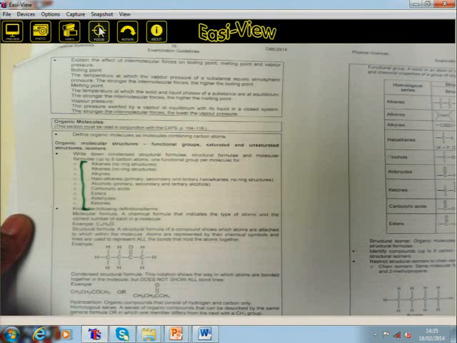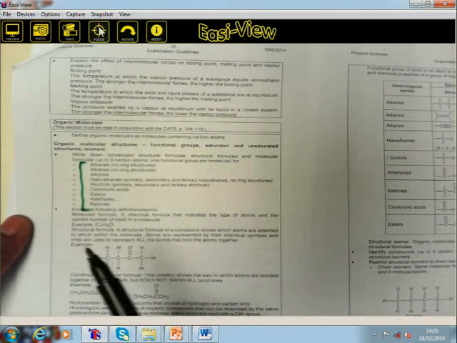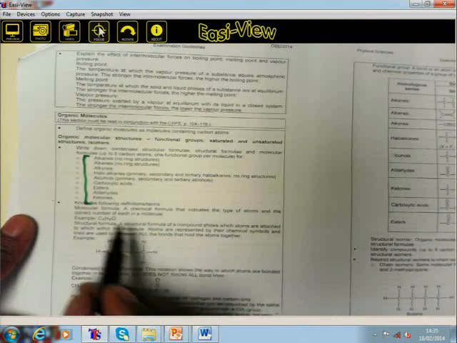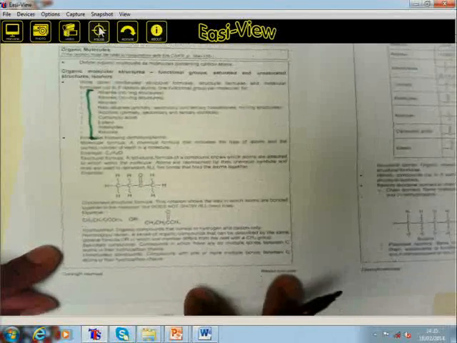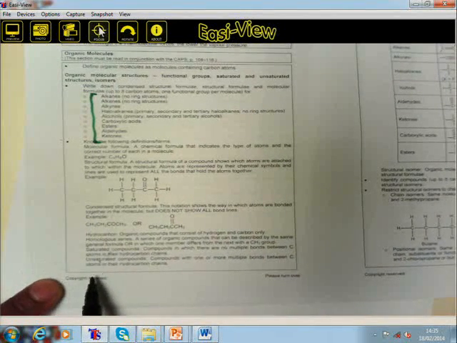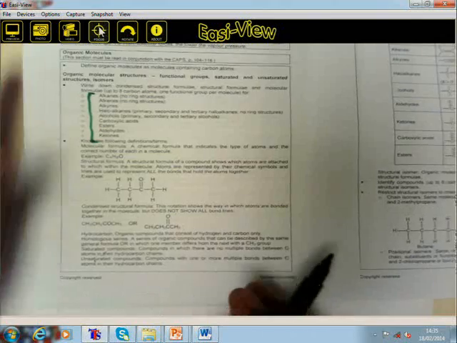And when we look at this, we will not be focusing on the cyclic. So the cyclic are not part of your syllabus. And then the terminologies that you must know: the molecular formula, the structural formula, the condensed formula, the hydrocarbon, the saturated, unsaturated compounds. So these are the things that you must know.